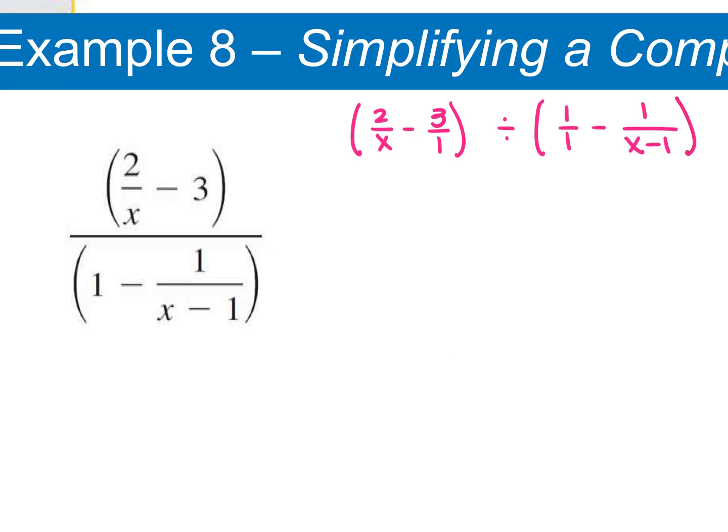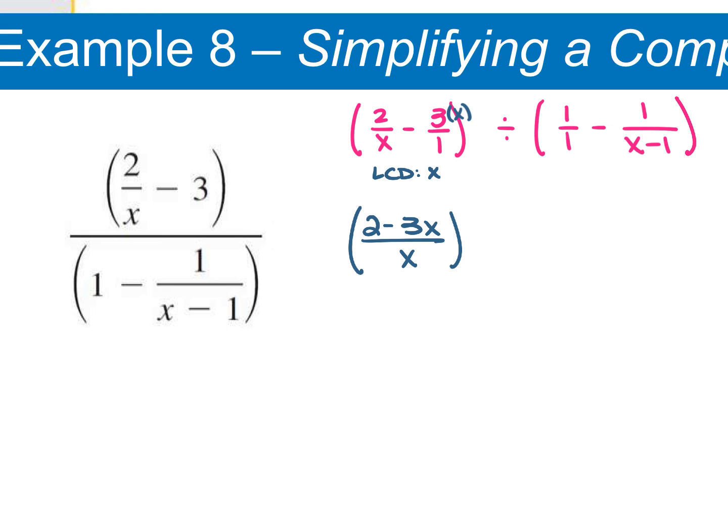So from here, you're going to follow your order of operations. You are going to do what's in the parentheses first. So on that first set of parentheses, you have 2 over x and 3 over 1. Your least common denominator is x. The only fraction that does not have the x in the denominator is the second one, so you multiply the 3 by x. So that's going to give you 2 minus 3x all over x.